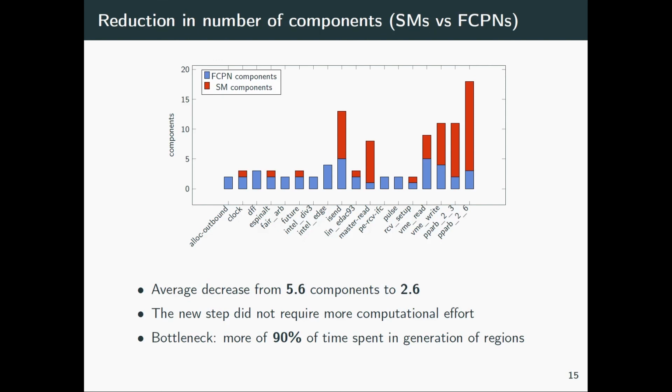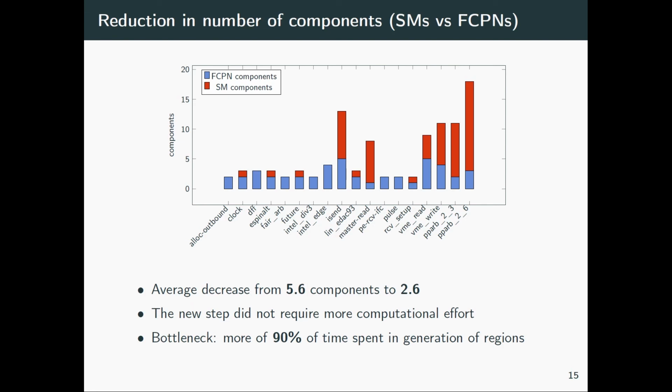Let's see some results. We implemented both decomposition flows in our framework. Comparing the number of components derived from the decomposition into sets of state machines and the decomposition into sets of free-choice Petri nets, the derived number of components was decreased from 5.6 to 2.6.